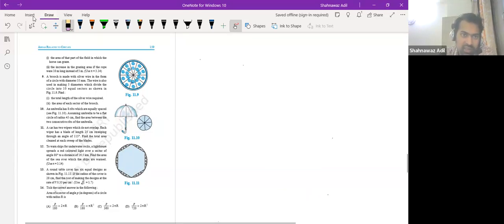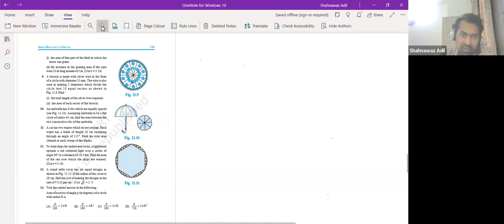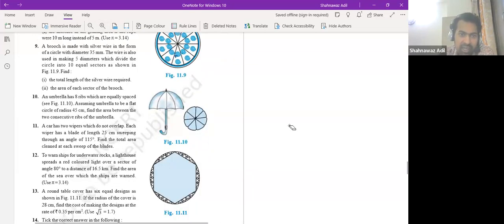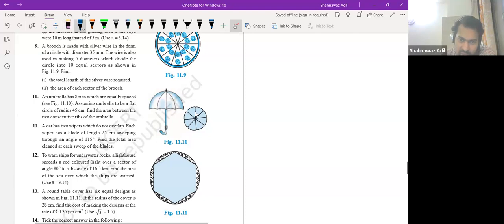Okay, so the next question. An umbrella has 8 ribs, right? 1, 2, 3, 4, 5, 6, 7, 8 ribs, which are equally spaced, assuming the umbrella to be a flat circle of radius 45 centimeters. So the radius is given. This is 45 centimeters. Find the area between two consecutive ribs of the umbrella.